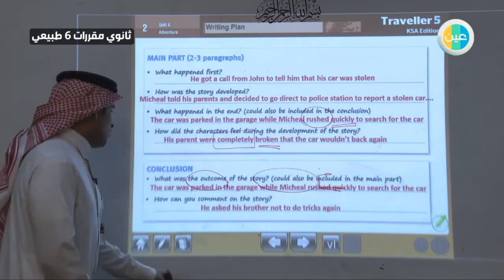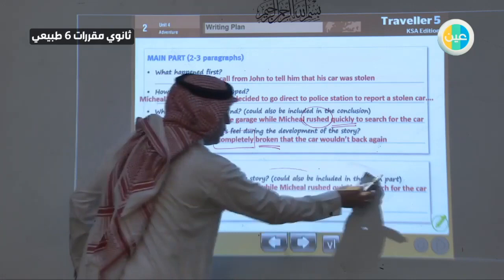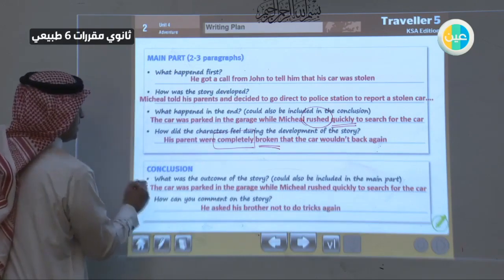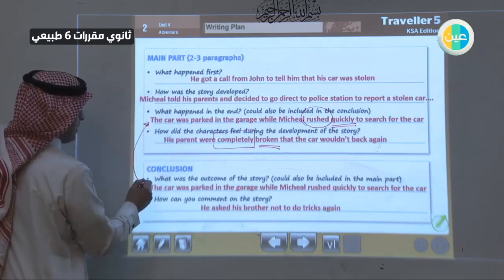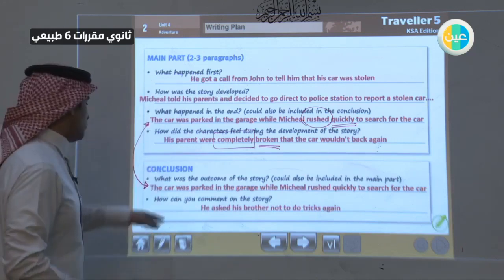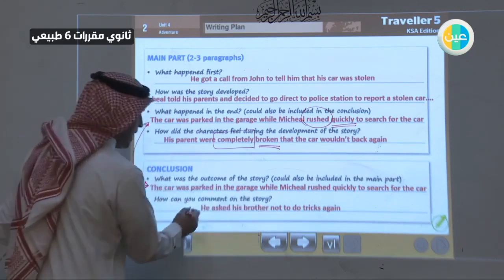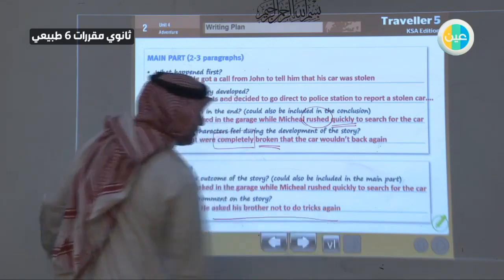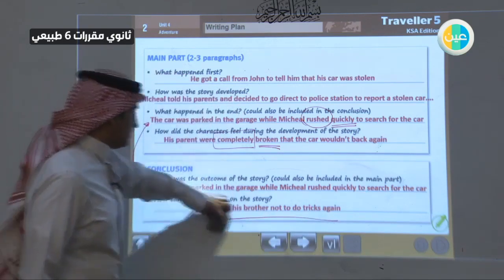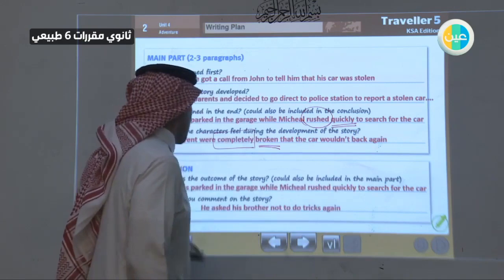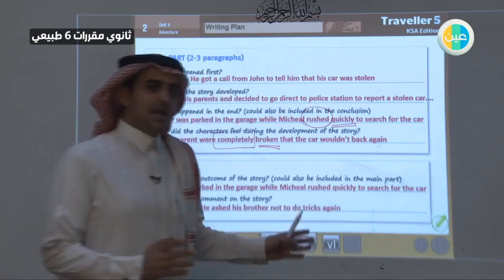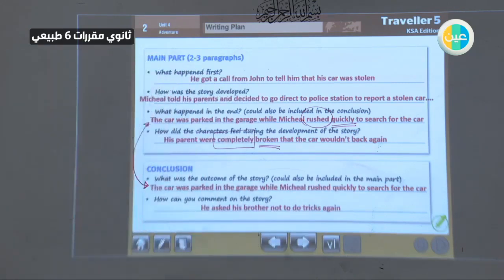Conclusion here, what is the outcome? I told you, you can use this sentence in the main part or in the conclusion. It's up to you. How can you comment on the story? Give me the comment. He asked his brother not to do tricks again. Okay? This is an example and a sample of an outline for writing a story.